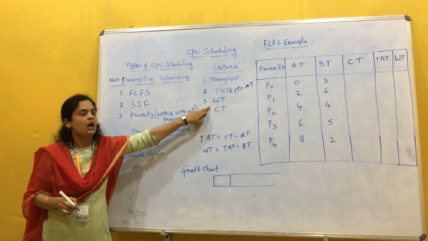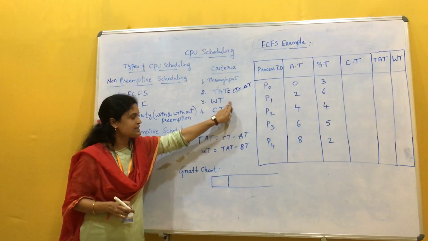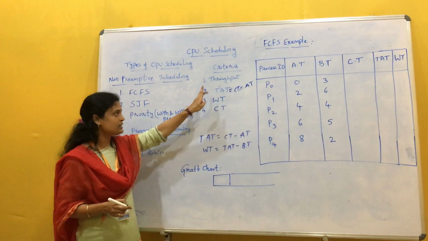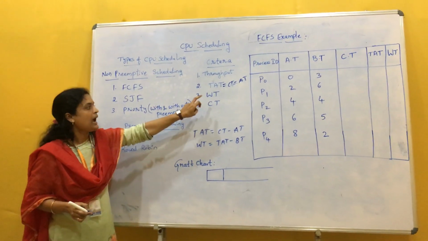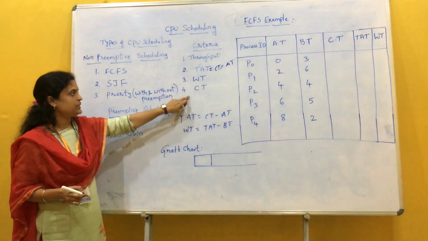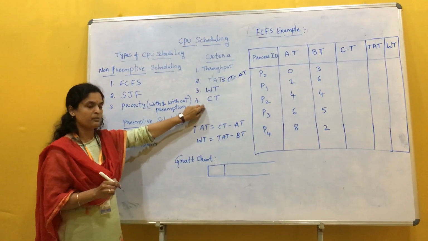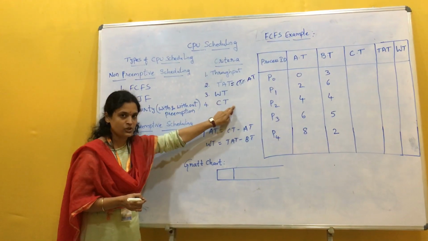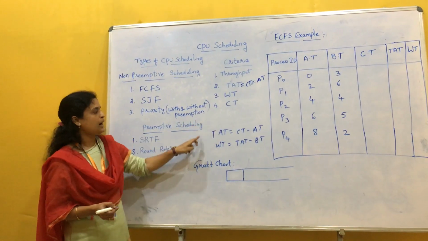And waiting time: how much time a process has waited in the ready queue to get the CPU. And complete time: what is meant by complete time is the exact time at which the process completes its execution.